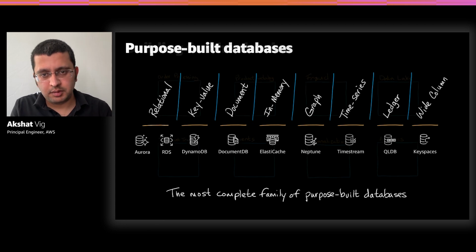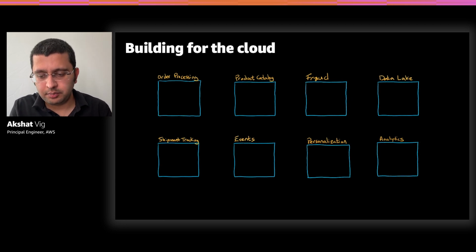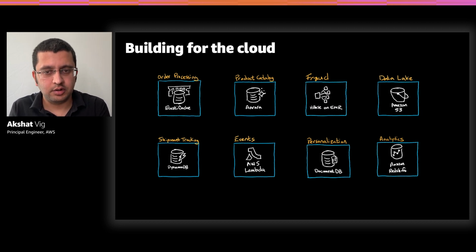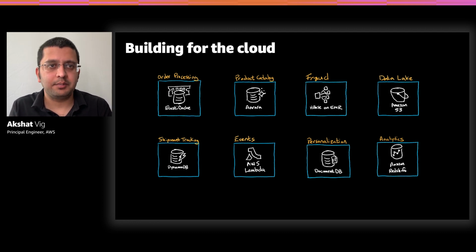Now, zooming back to the online shopping portal example, if I have to build that for the cloud, I would pick the specific database for the specific need. For example, if I'm doing analytics, I would pick Amazon Redshift. If I'm doing shipment tracking, I would use Lambda to process all the events which are coming from DynamoDB. So overall, development in today's world happens by using a specific database for the job that you're trying to do.